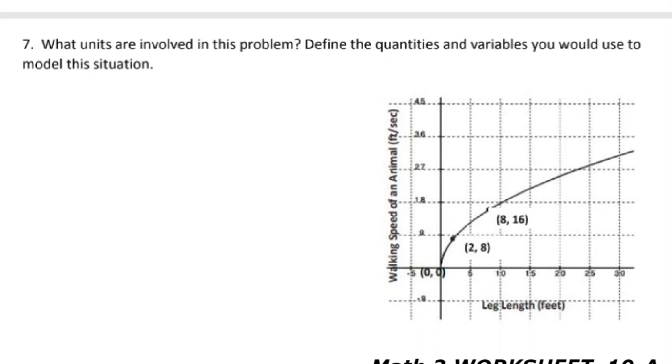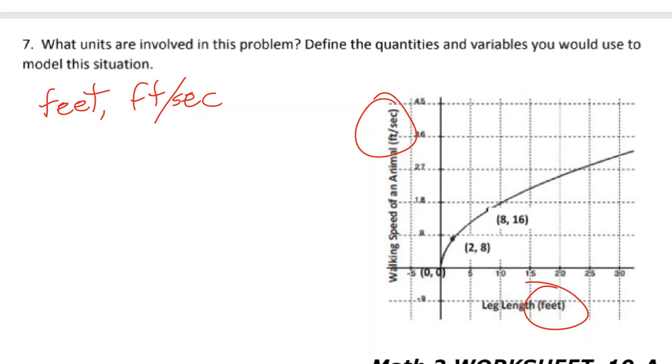All right, when we look at this, what units are involved in this problem? Well, there's feet, and then there's feet per second. To define the quantities and variables you would use to model this situation, we're talking about a relationship between feet and feet per second. Now, just in looking at this curve, it appears to be a square root curve, not a traditional one. It's got some stretching or flattening going on, but the curve is in the same general direction.